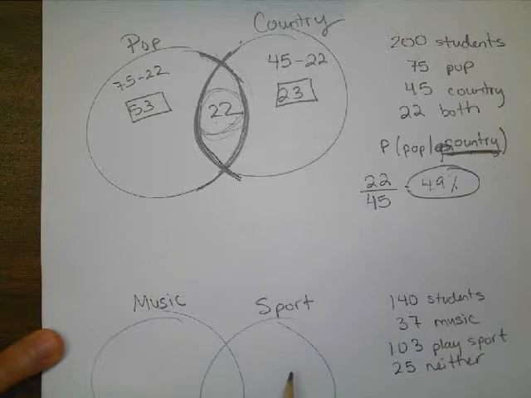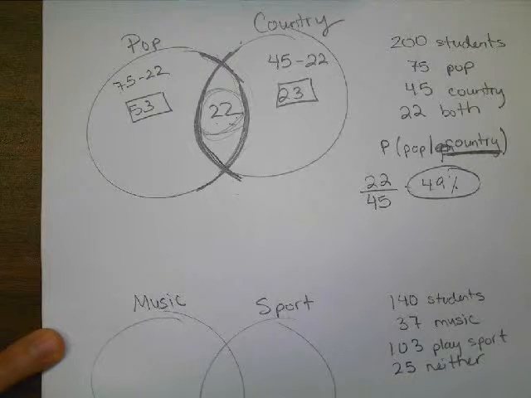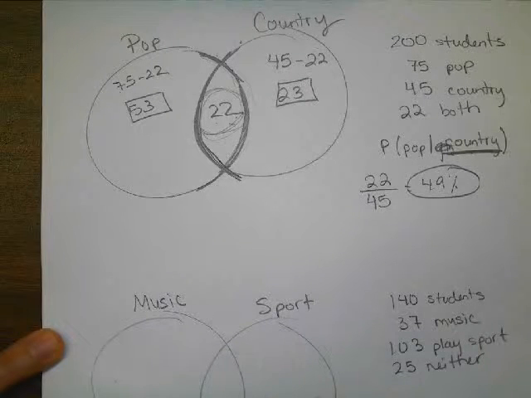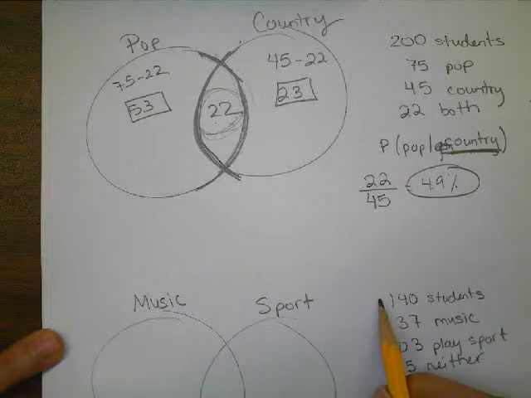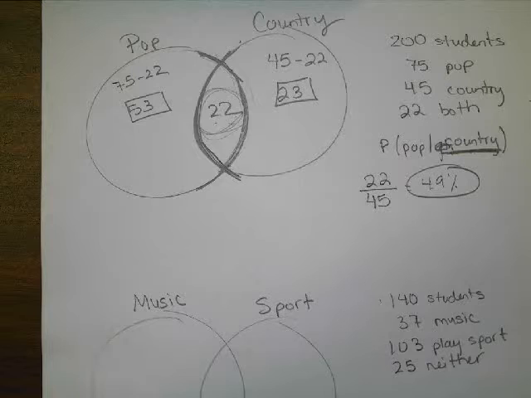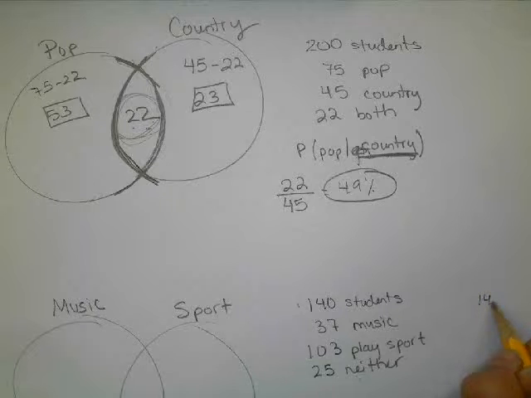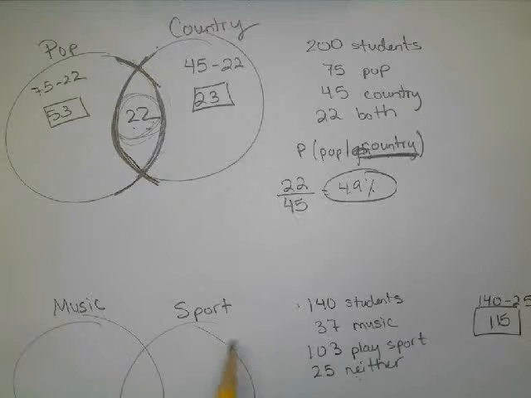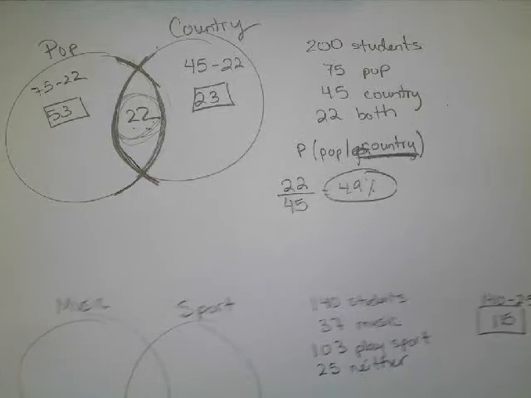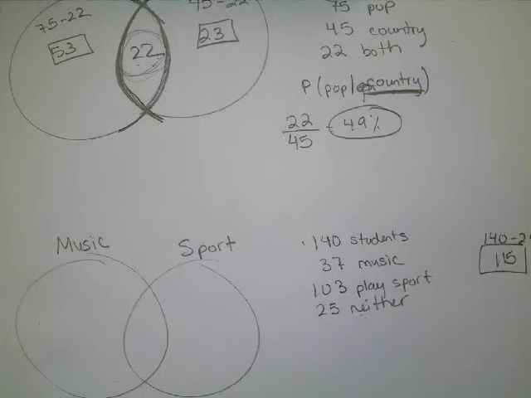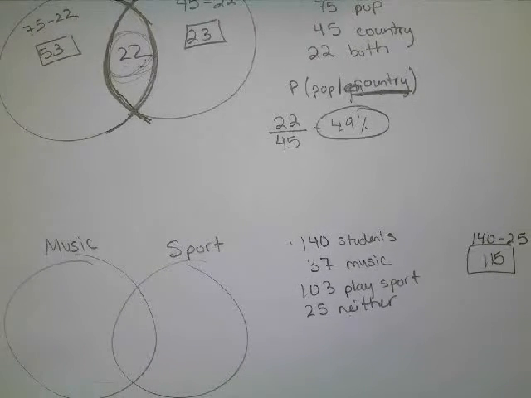So again, I've got music and sports here. The neither is going to go out here on the outside because they're not part of this music and sports circle, so I have to subtract them out. Again, if I'm out of 140 students, to figure out how many are left in this circle to split up, I'm going to subtract. So 140 minus 25 is 115. So the numbers that I have in this circle here, these Venn diagrams, have to add up to 115. So again, we know that there are 115 students.